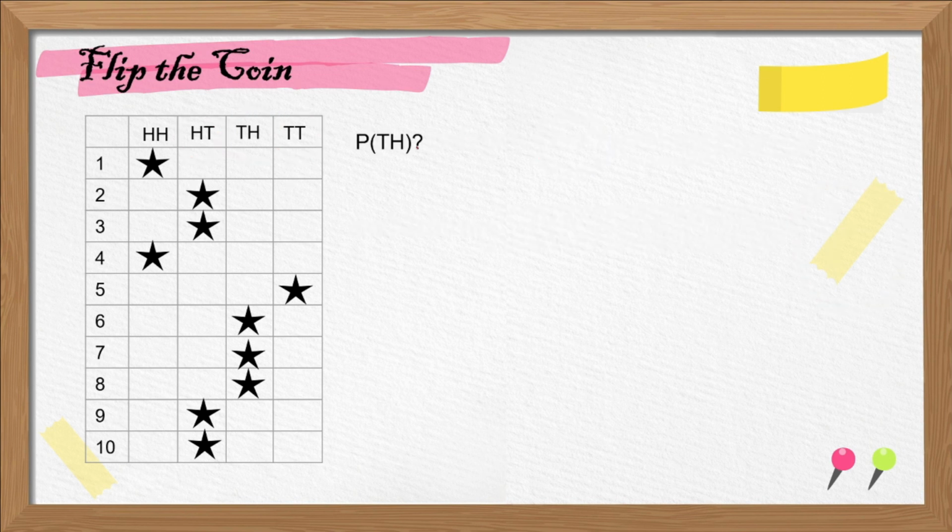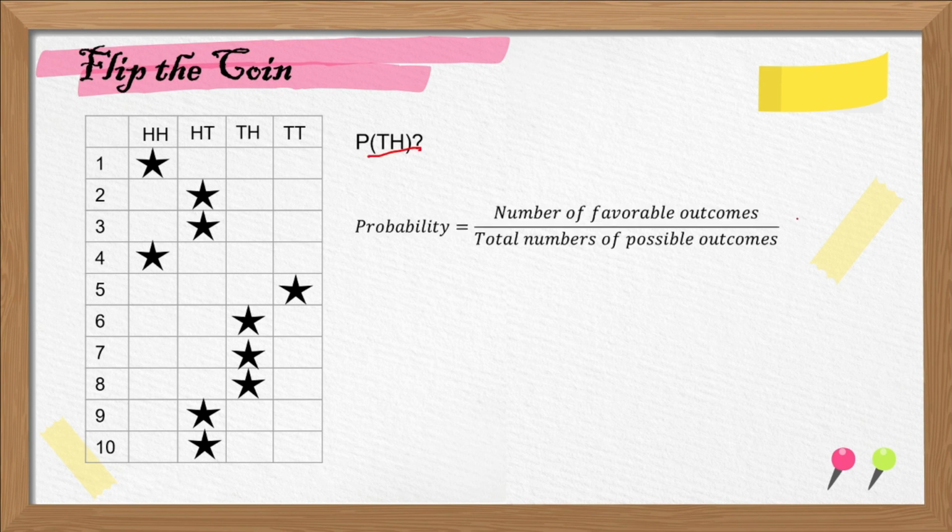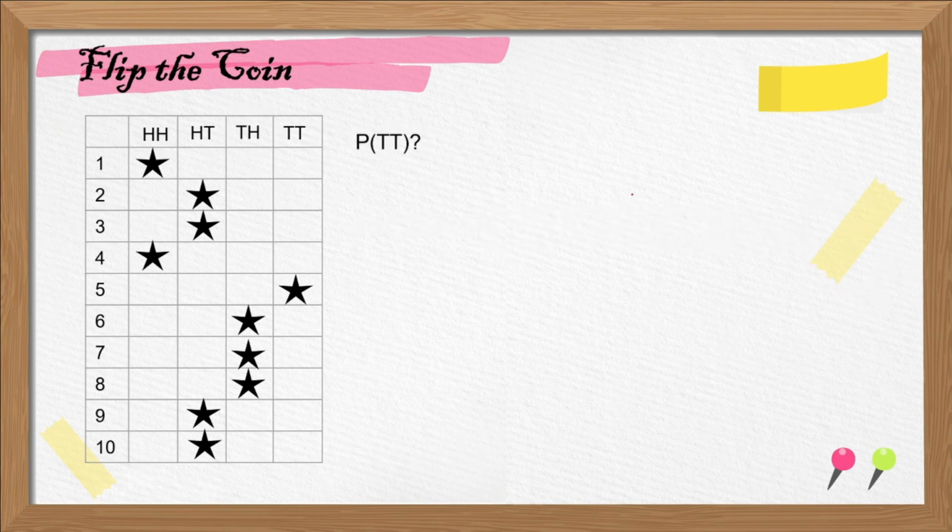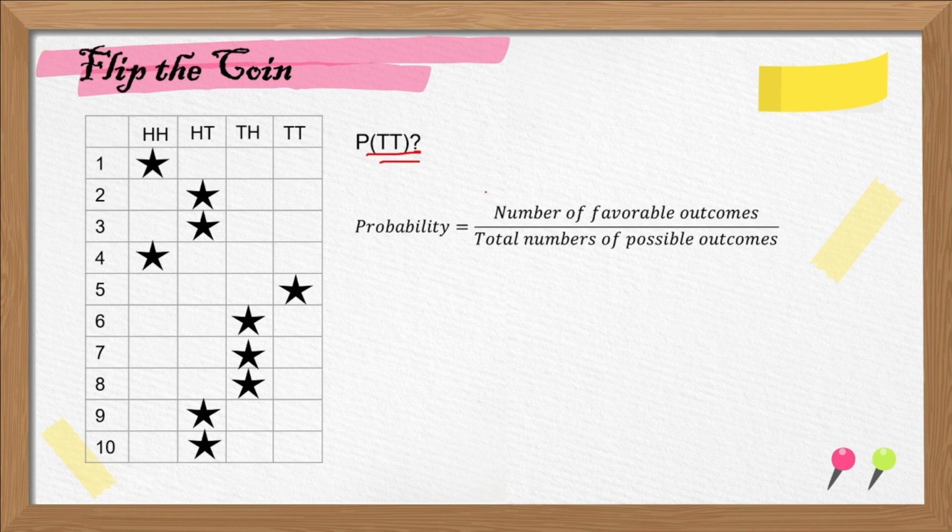What is the probability of getting tails, heads? So the number of favorable outcomes is 1 because we only have tails, heads here. So total number of possible outcomes is 4. So the probability is 1/4. Next, what is the probability of getting tails, tails? So number of favorable outcomes is 1. Total numbers of possible outcomes is 4.